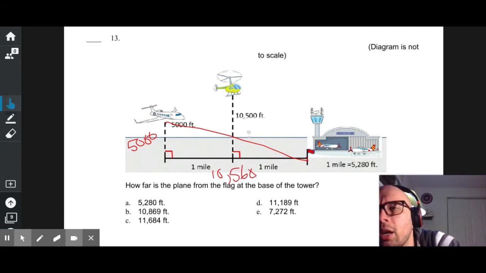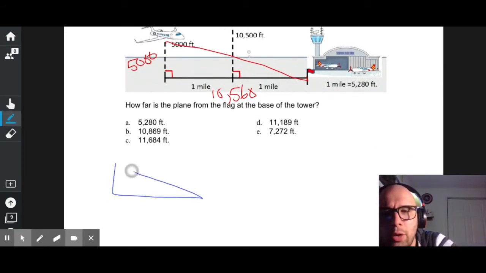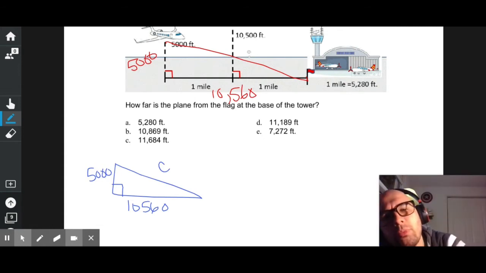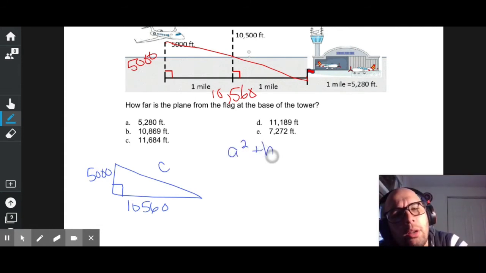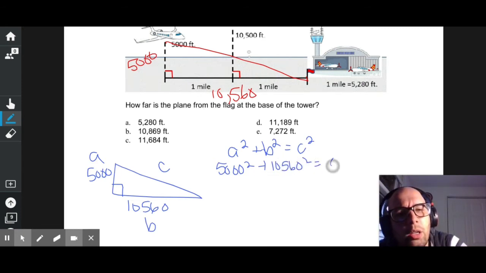I'm going to redraw that picture down here and make it a little bit smaller. What I have is a perfect right triangle. The legs are 10,560 and 5,000. I need to find C, the missing hypotenuse, and that'll give me my answer. A squared plus B squared equals C squared. You could be A, and you could be B. So 5,000 squared plus 10,560 squared is going to equal C squared.